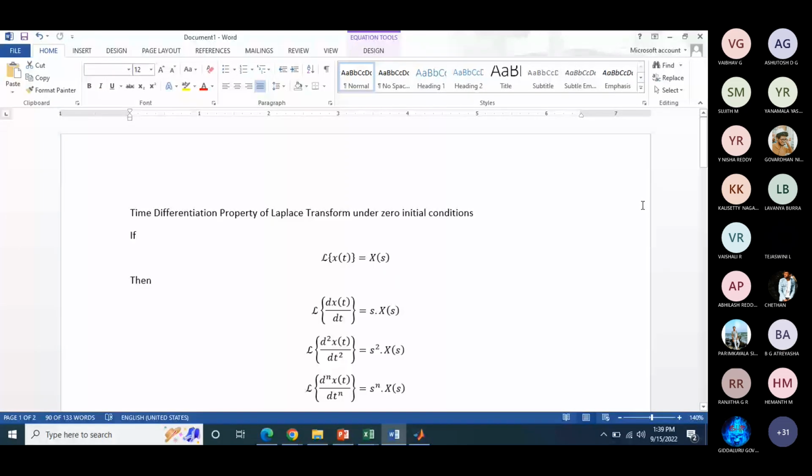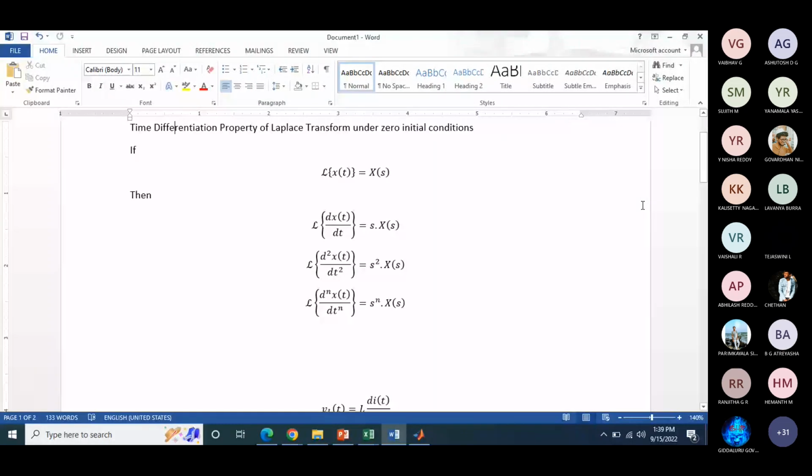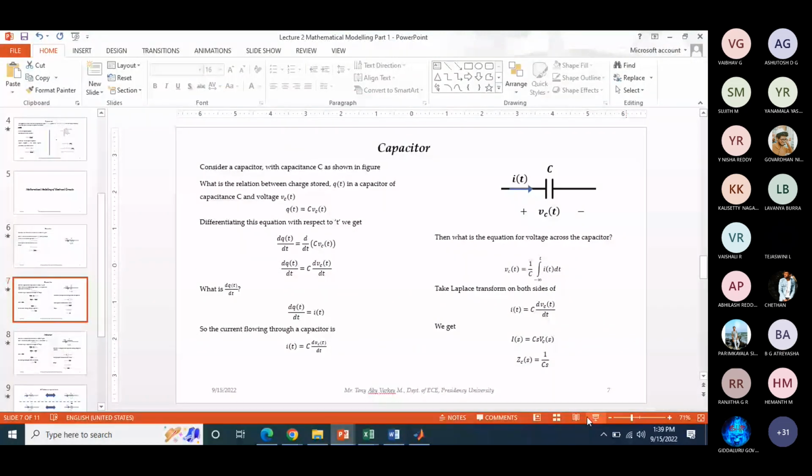if Laplace transform of x of t is x of s, then Laplace transform of dx of t by dt is s into x of s. Laplace transform of d square x of t by dt square is s square into x of s. And Laplace transform of the nth derivative of x of t is s raised to n into x of s. You might have studied this in your transform techniques class. You have studied that, right?